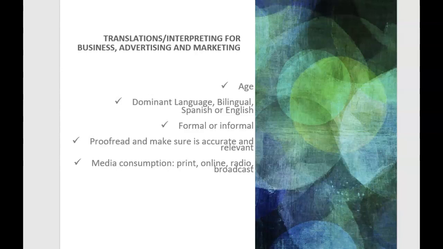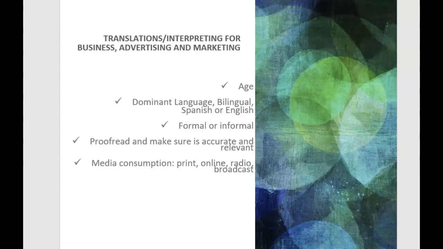And the importance of proofreading. We talked about the bloopers and the worldwide embarrassments that major corporations could have avoided if they would have proofread, if they would have utilized someone that is dominant in that language to make sure that they're saying what they were trying to convey, the message that their goal is to convey.